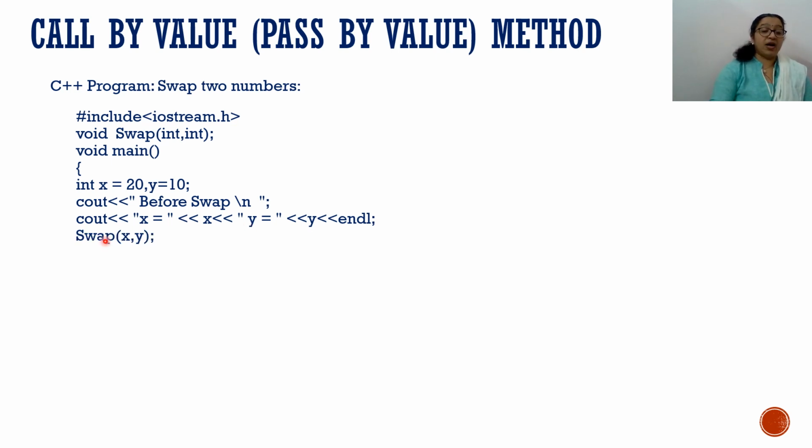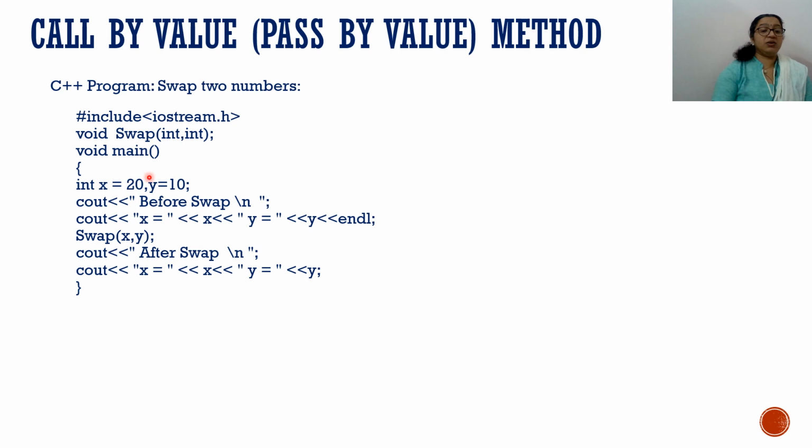Now swap, we are calling the function swap for swapping these values. So after the swap also we can check what is the value in x and y. So see cout after swap, cout x is equal to x and y is equal to y. So we'll get before swap result and after swap result. Clear? So this is main.